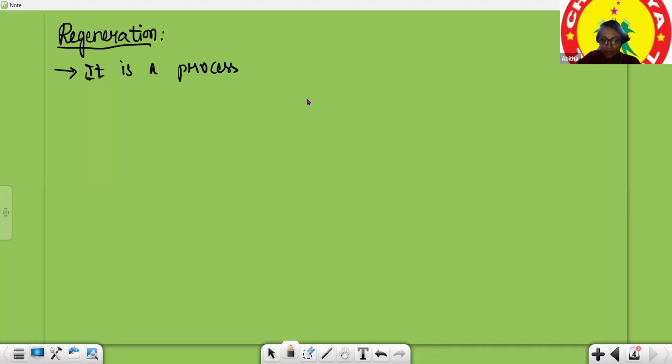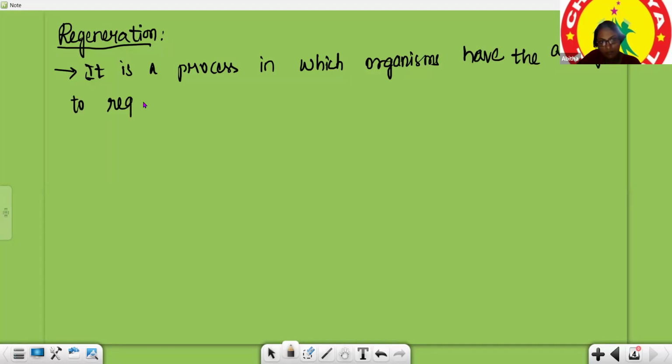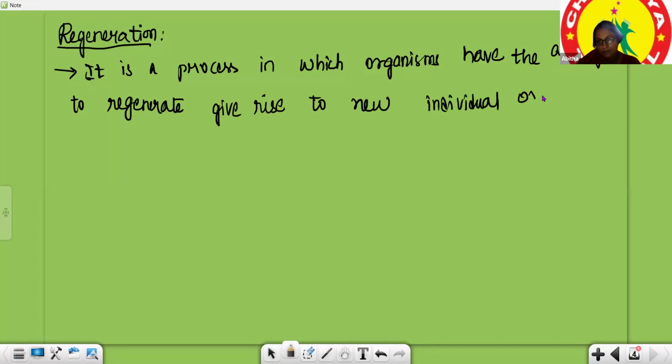It is a process in which organisms have the ability to regenerate, to give rise to a new individual organism from their body parts.